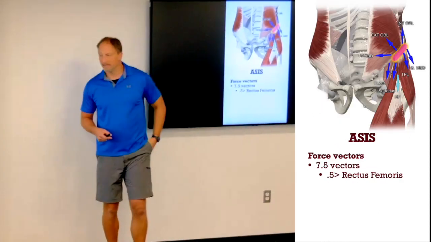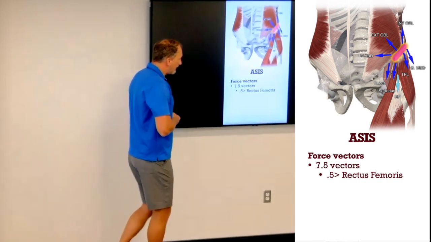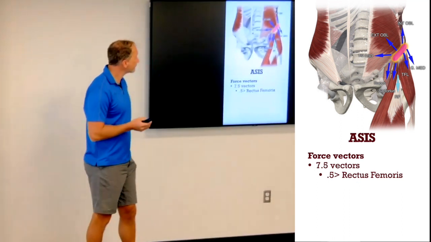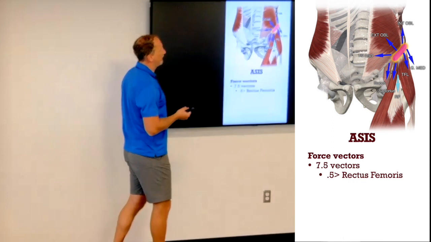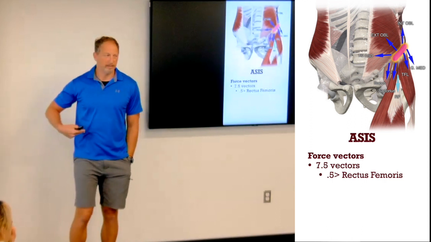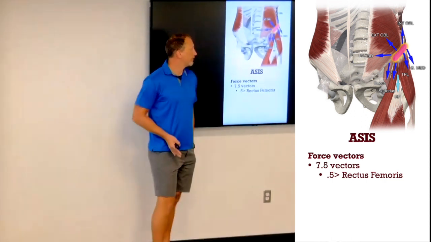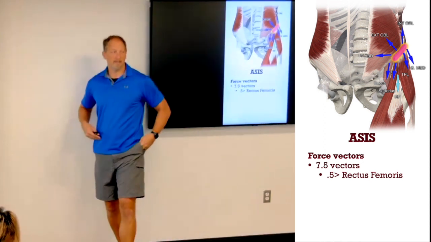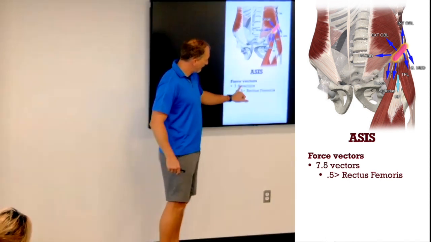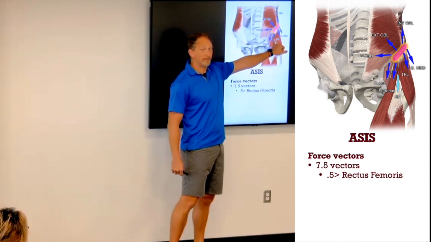The ASIS. ASIS is unique. If we think about everything that connects to the ASIS, we have the transverse abdominis, the external obliques, the internal obliques. We have the gluteus medius, the TFL, the sartorius, and the iliacus, all that attach directly to the ASIS. Then that's the 7. The 0.5, you have the rectus femoris that attaches at the anterior inferior iliac spine.